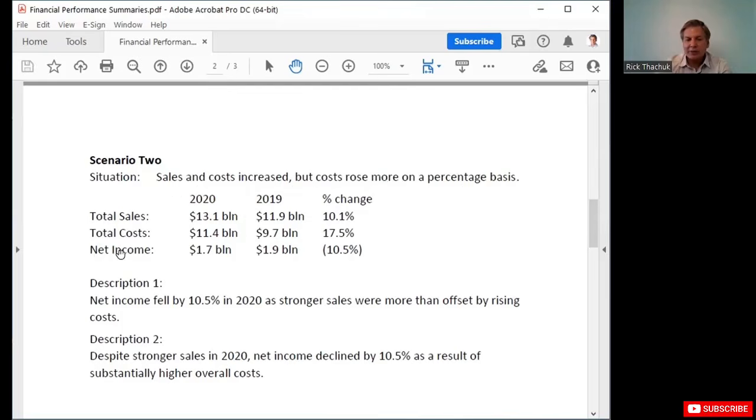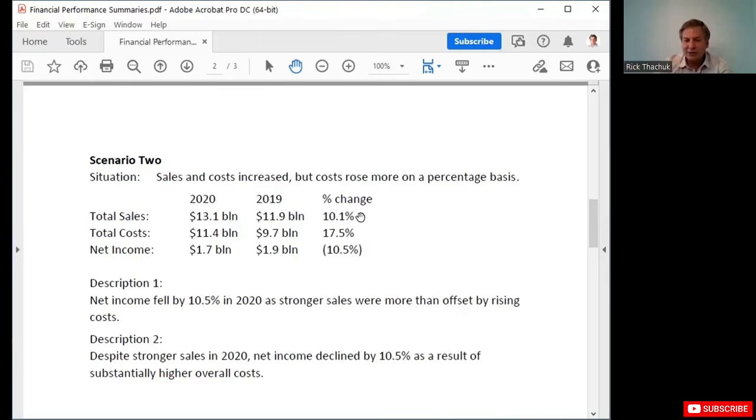Okay, how can we describe this scenario in one sentence? Well, let's take a look. Description one. Net income fell by 10.5% in 2020 as stronger sales were more than offset by rising costs. So we saw this expression, more than offset by, in a prior lecture. So we mentioned that net income fell. So we had stronger sales. And you might say, well, how can you have net income declining when sales are up 10.1%?